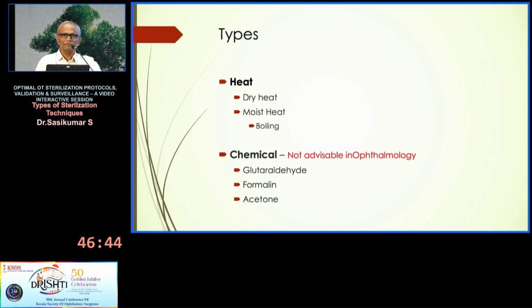The various types of sterilization that are available are heat sterilization, chemical sterilization, and then gas and ionizing. In heat, dry heat is usually used in laboratories, and mostly we use moist heat. Boiling is not recommended, and steam under pressure or autoclaving is the best method and the cheapest method of sterilization in ophthalmology. Chemical sterilization is not at all advisable in ophthalmology.